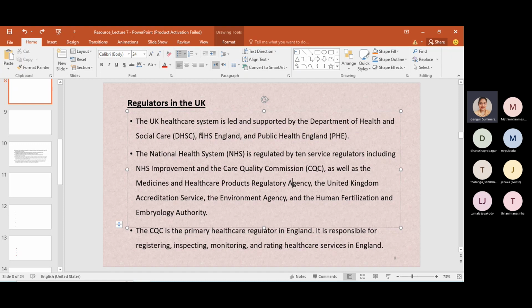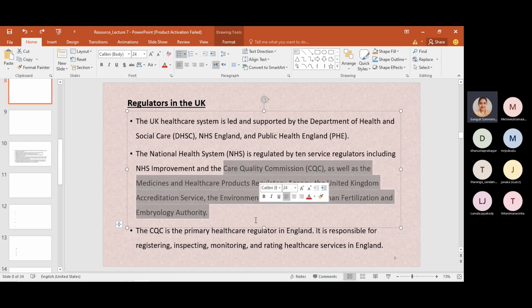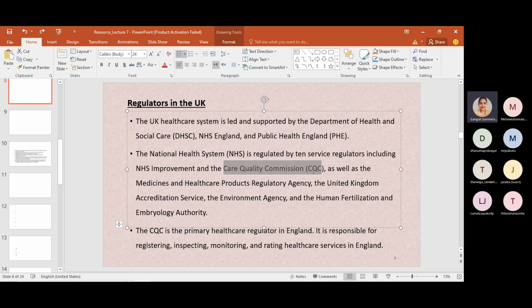Okay, and then this NHS. NHS means the National Health Service. NHS is regulated by 10 service regulators. And who are these regulators? Okay, so these are the names of these regulators. Care Quality Commission.